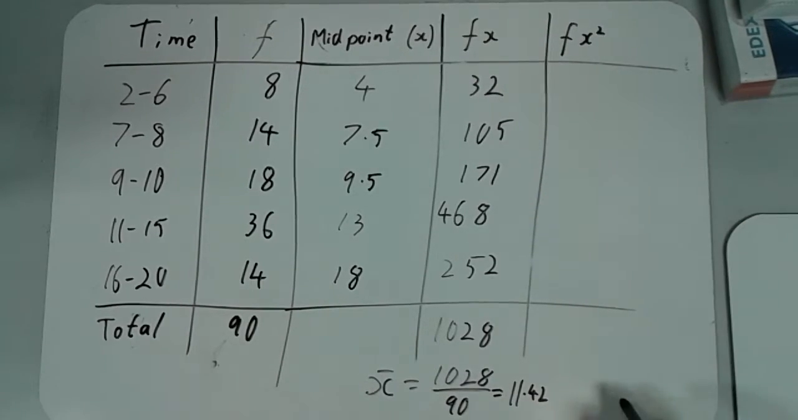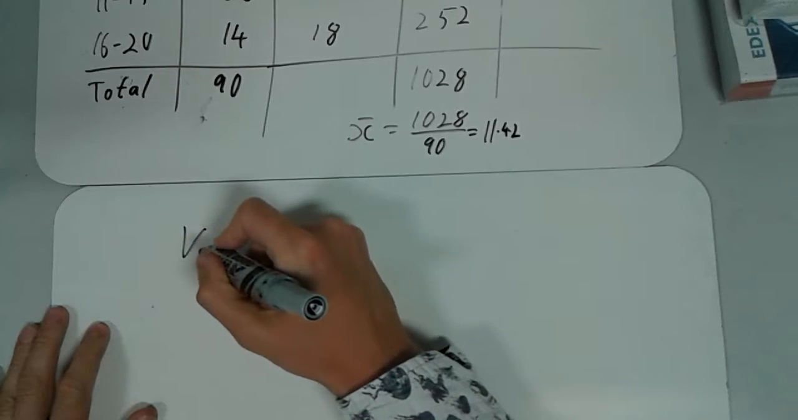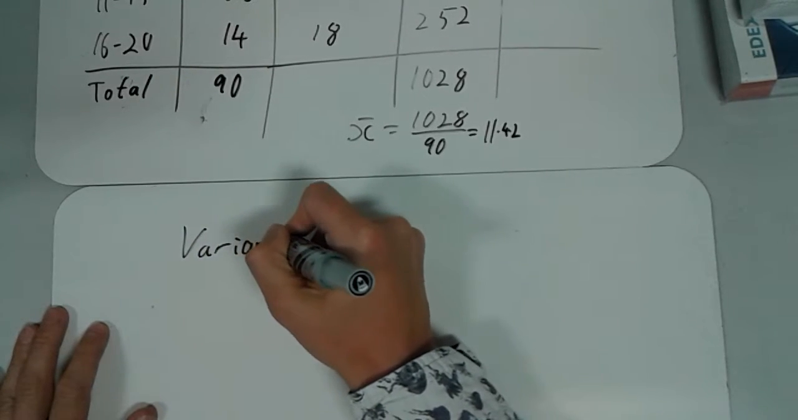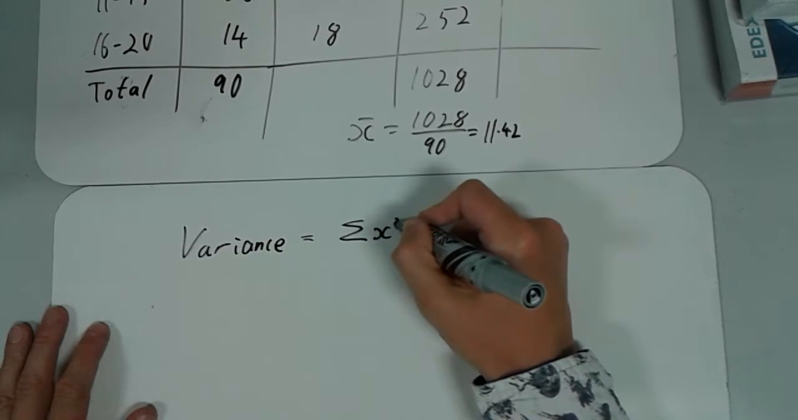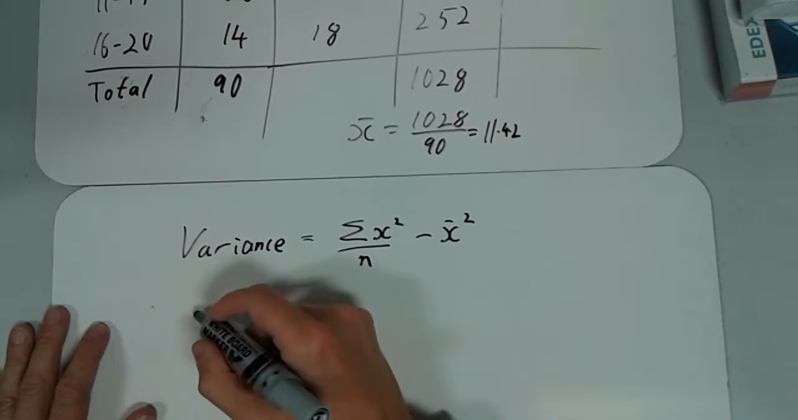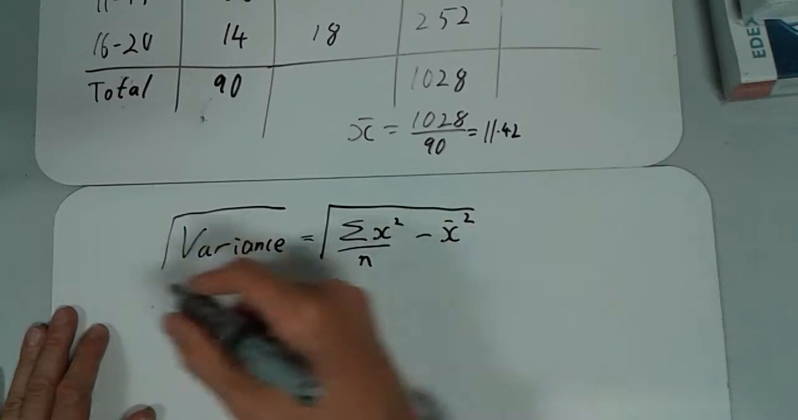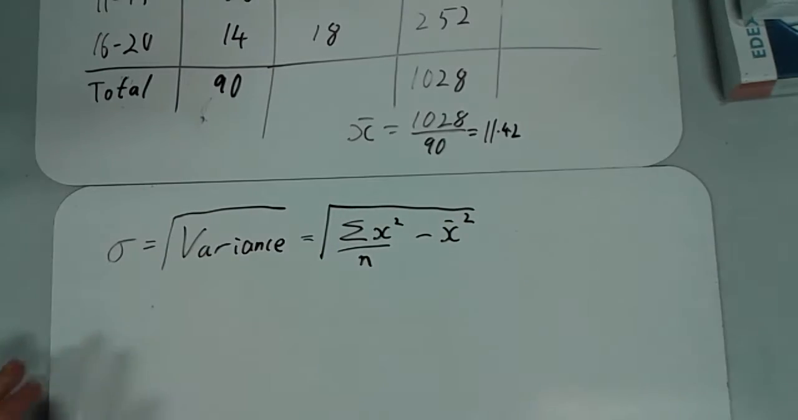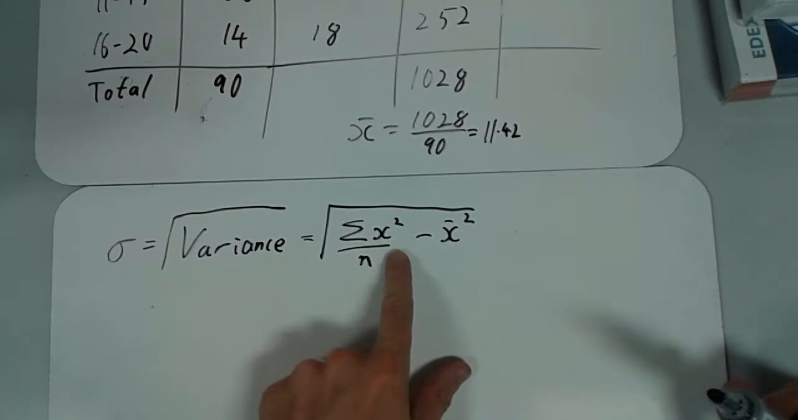Then if we want standard deviation, we need to remind ourselves of the formula for that. So standard deviation, first of all we need the variance. That was the sum of x squared divided by n minus the mean squared. And then the square root of that was equal to our standard deviation. So we need to know what the sum of all of our data squared is first.